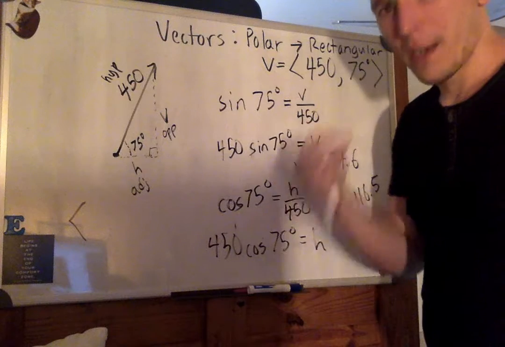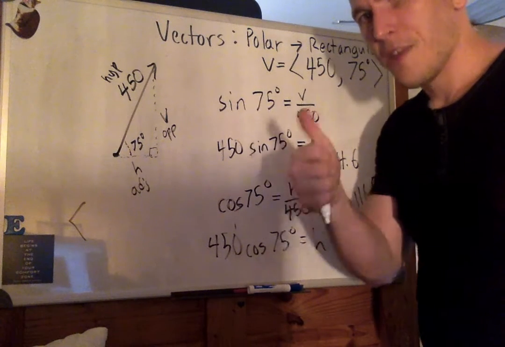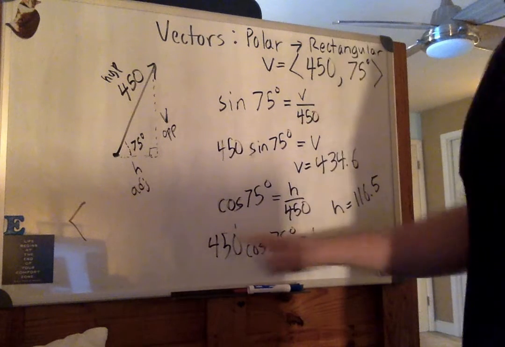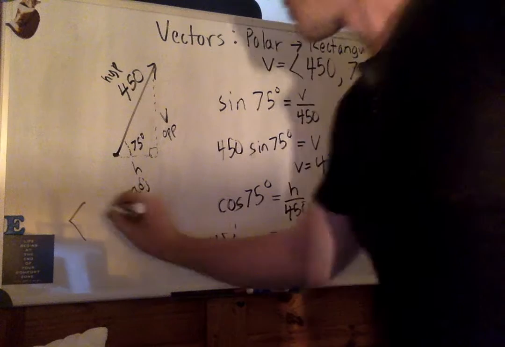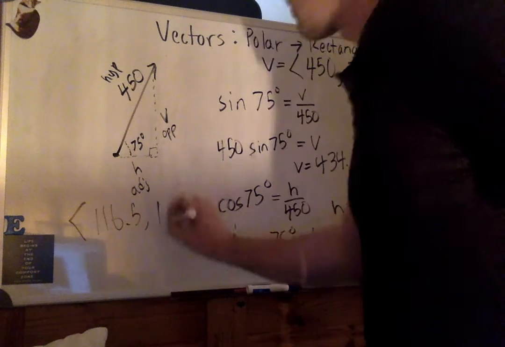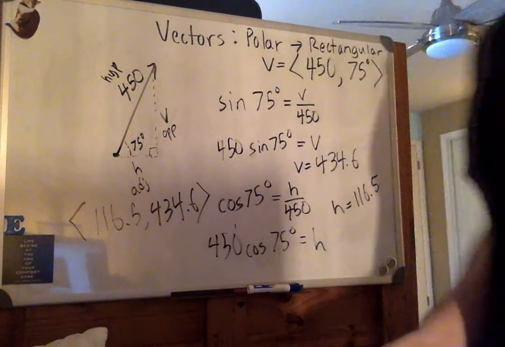If you are confident and comfortable remembering that sine is the vertical and cosine is the horizontal, then you're in a really good place. So my final finished answer, I just got to put these in order. Horizontal, or the x component, comes first, so 116.5, and vertical comes second, so 434.6. Very cool.